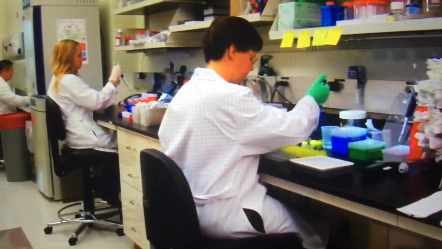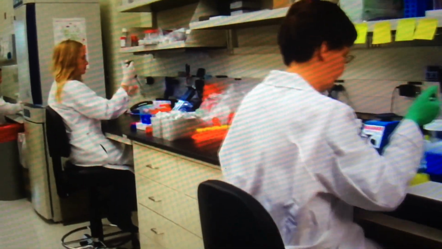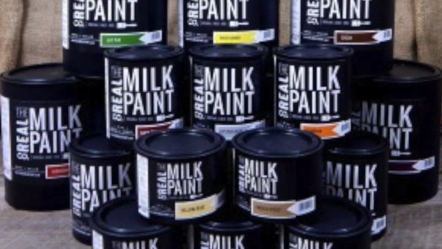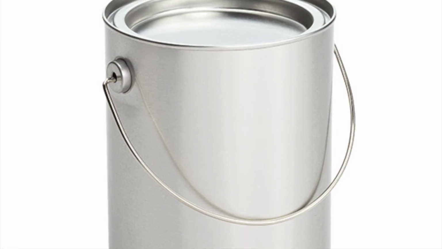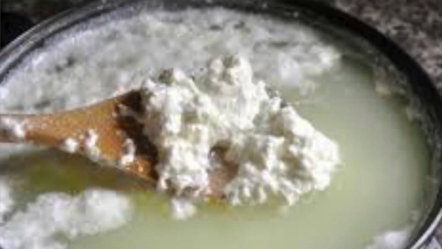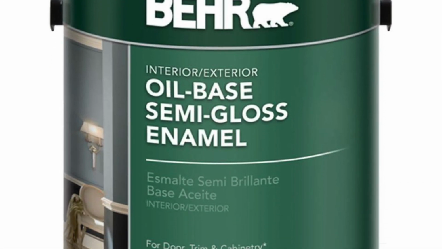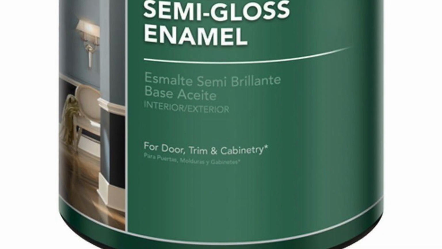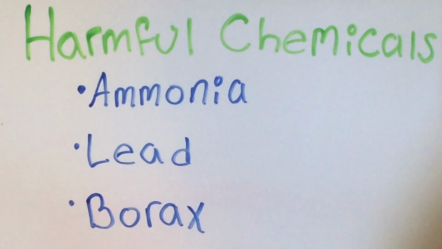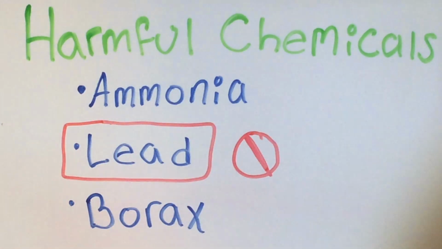New formulas for paint had to be created in order to make the mass production of paint possible. Previous paint recipes had been milk-based and could not be canned for extended periods of time because, like milk, it would spoil. Now, oil-based paint was sold commercially. The first commercially sold oil-based paints contained harmful chemicals such as ammonia, lead, and borax.